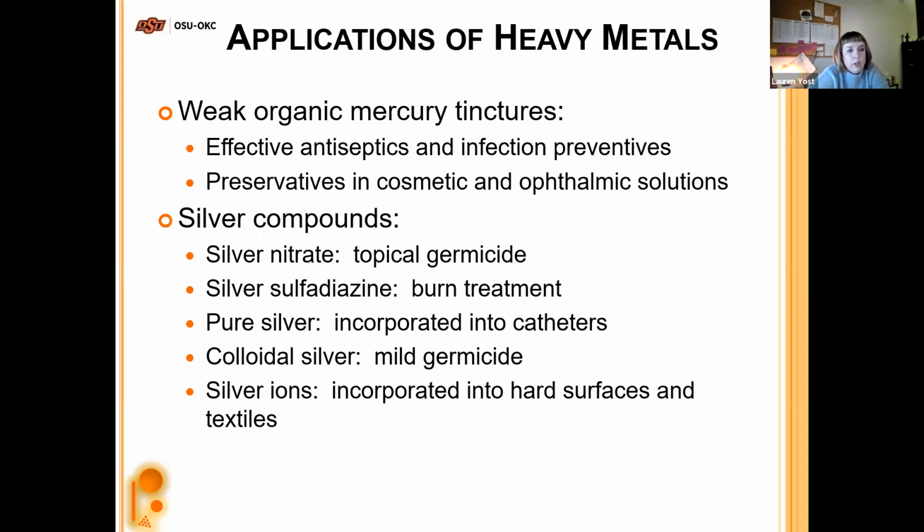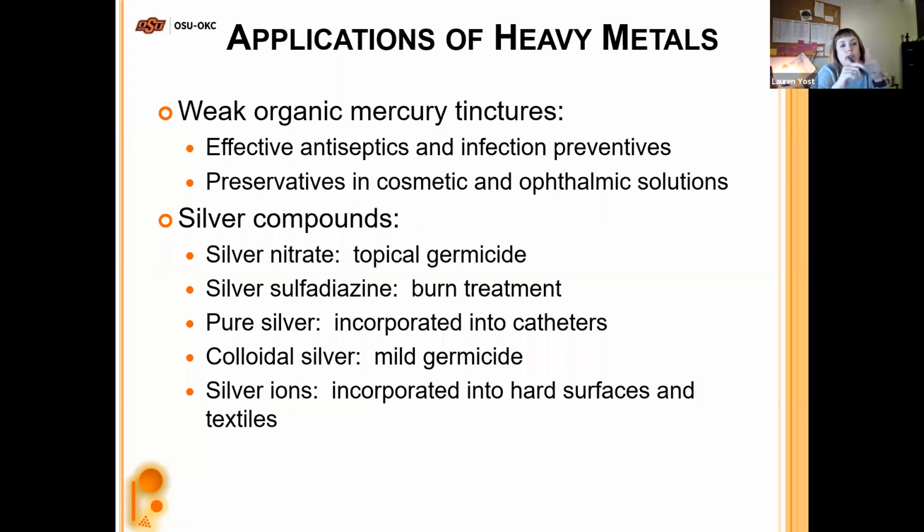With mercury, they used to use tinctures of mercury for antiseptics. Not really that great for putting on your body, I don't feel like, but you can still use it. They use weak organic versions of this, very weak, not very much mercury in it, but they do use it as a preservative.